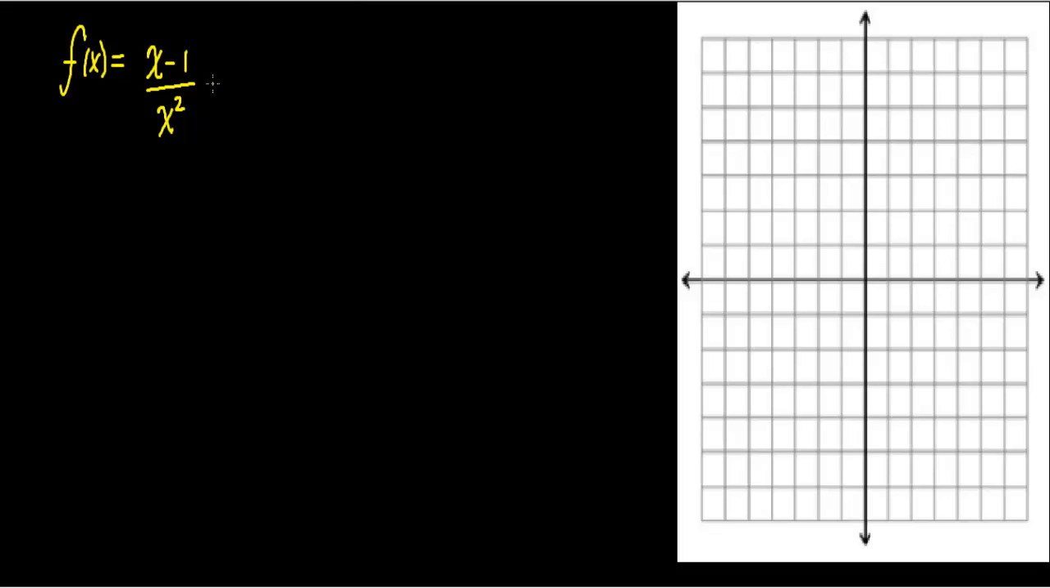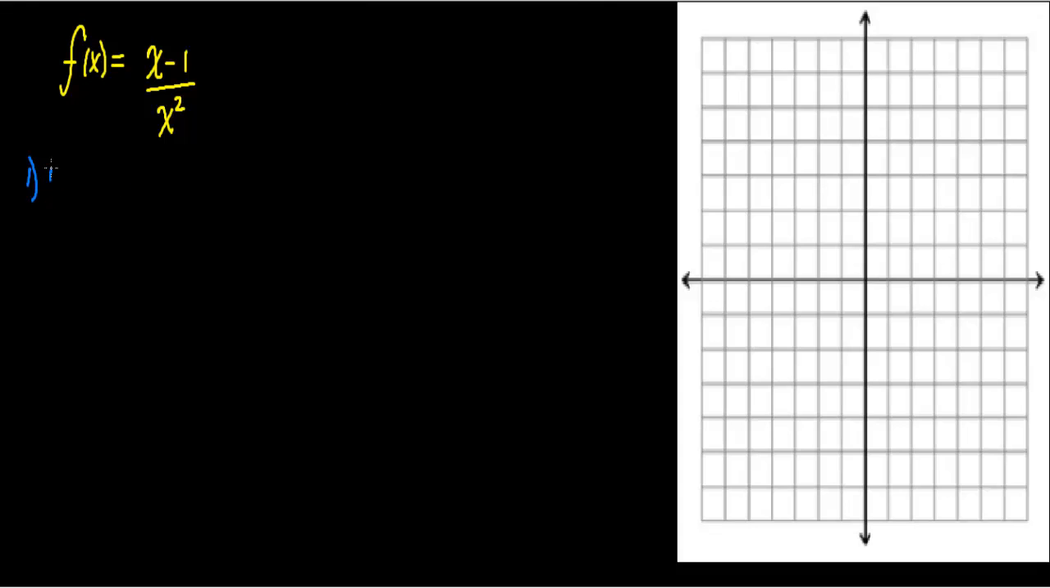This is example 4 on sketching rational functions. For this function, there is no factoring to be done in the numerator or denominator, so let's go straight to doing all of the steps we need to do to find the information we need.